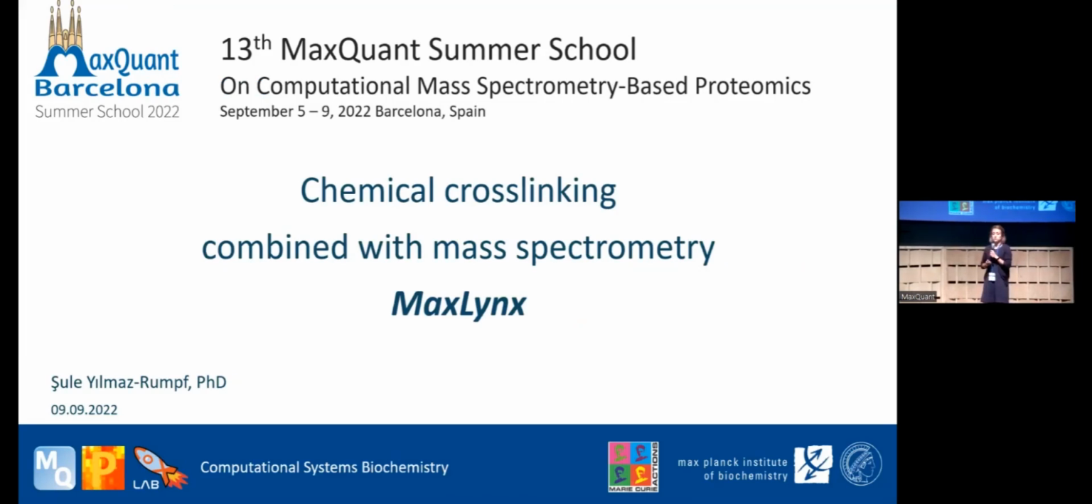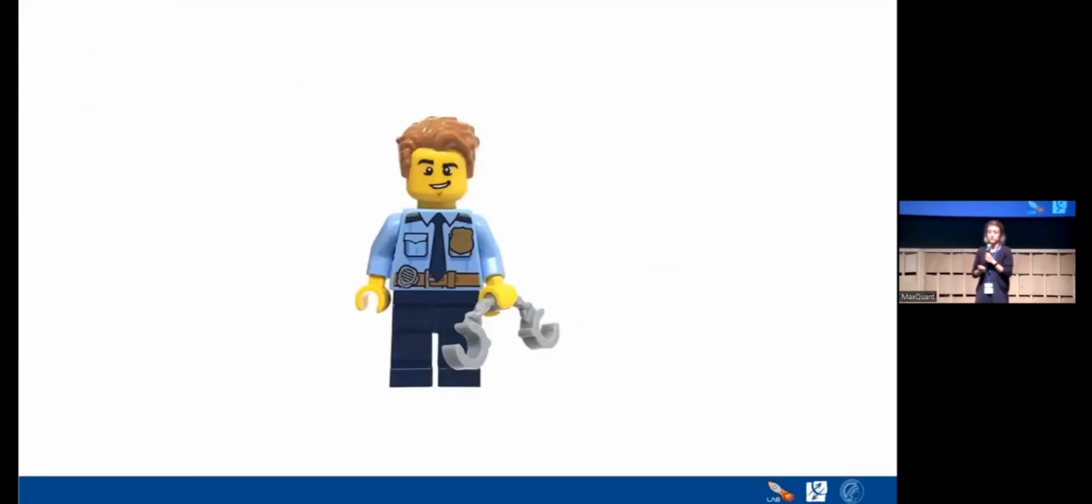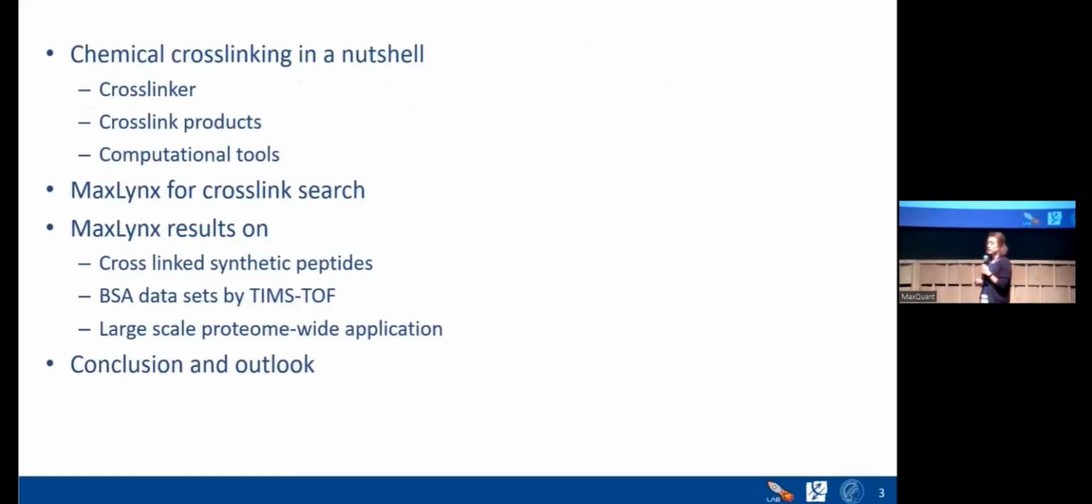Whenever I think about crosslinking and crosslinkers, the handcuff always comes to my mind. And then we will see why I always remember the handcuffs for crosslinkers. Throughout the talk, in the beginning, I will introduce what crosslinking is and what is special about it. And then I will talk about MaxLynx, what it can do for crosslinking. And then I will introduce the MaxLynx results from the paper, and then I will end with a conclusion.